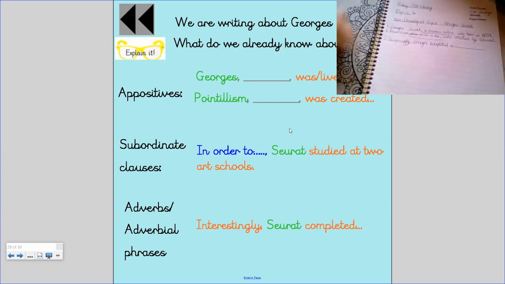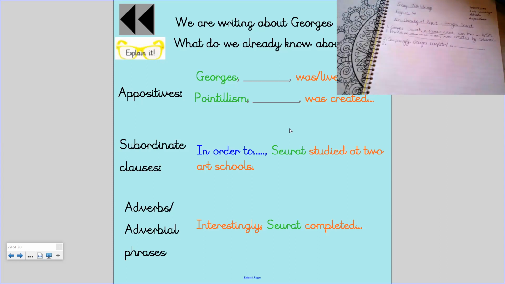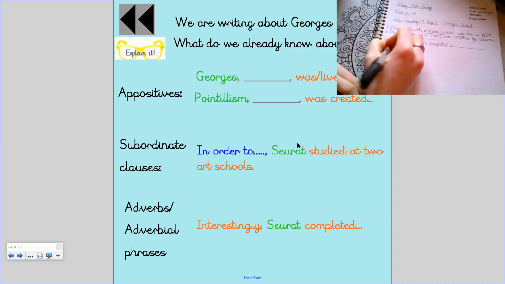Well, let's do that one. This is again going to be for his education, I think, because I'm going to say that he studied at 2 art schools. So in order to do what? What did Georges Seurat do?